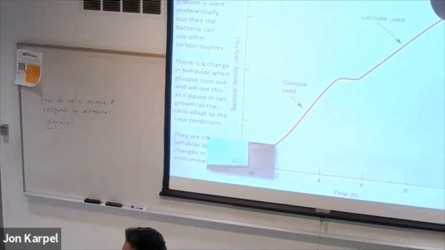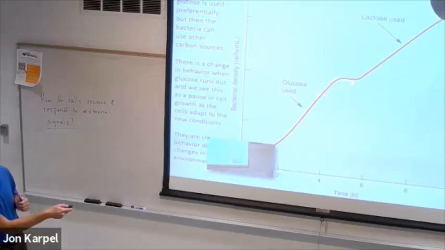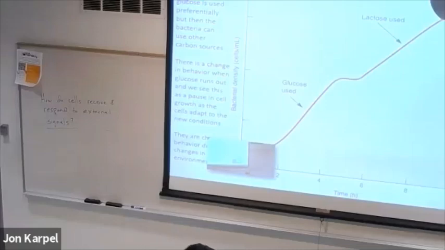Adapt. They can try to sense, maybe there's other sugars they can use. Maybe there's other sources of energy. So this adaptation, it's a plateau in growth. They're not dead, but they're changing the way they're metabolizing to try to find something else they can use. So maybe you have something else like lactose in there. Now they can start breaking down the lactose into glucose and then use that to grow some more.